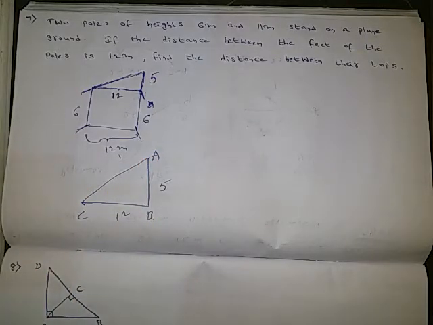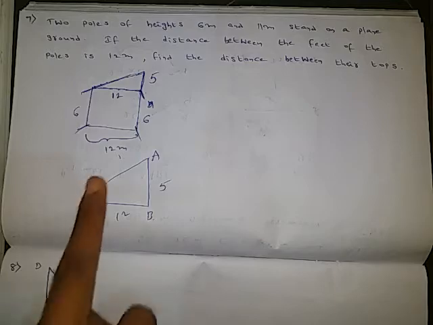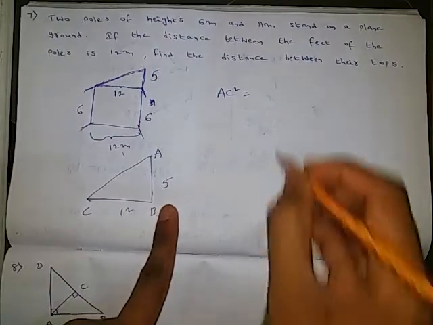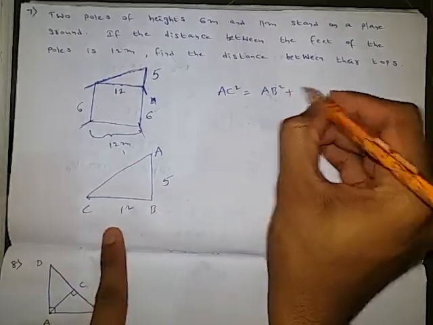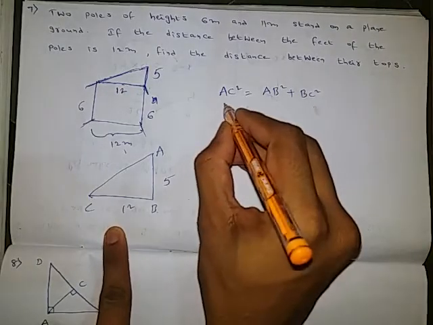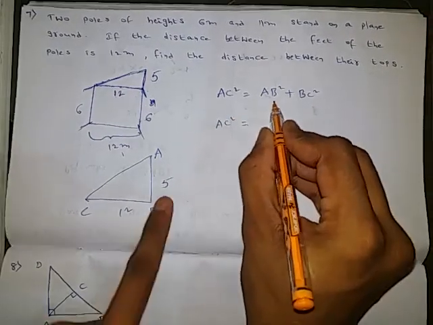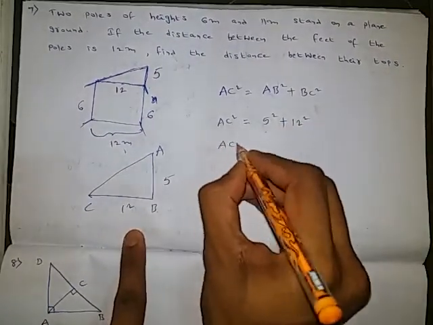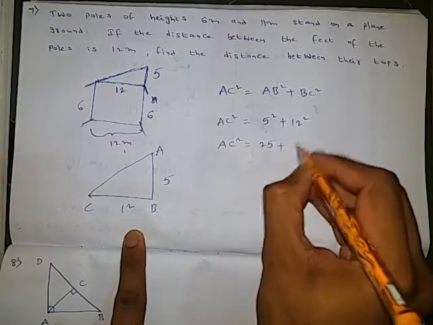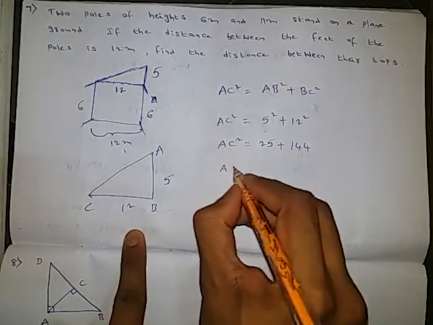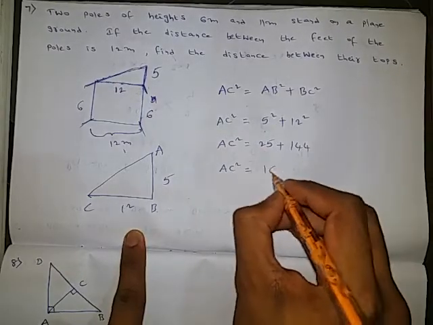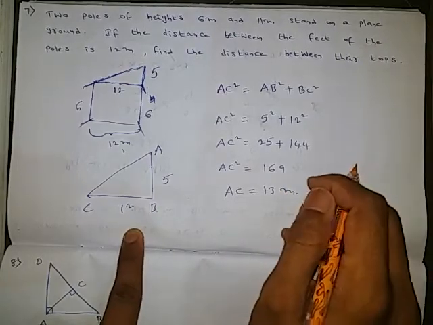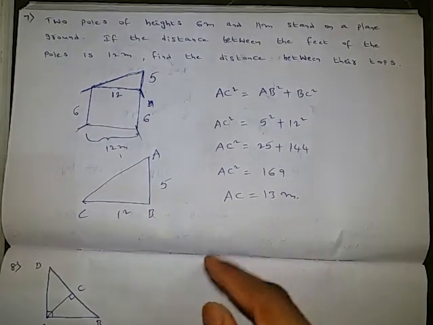That AC, we need to find using the Pythagoras theorem. So hypotenuse square, that is AC square, is equal to first side square, AB square, plus second side square, BC square. AC value we don't know, so as it is. AB is 5, so 5 square, plus BC is 12, so 12 square. AC square is equal to 5 square, 25, plus 12 square, 144. So AC square is equal to 25 plus 144, 169. So AC is equal to 13, and all the measurements are in meters, so this is also in meters.